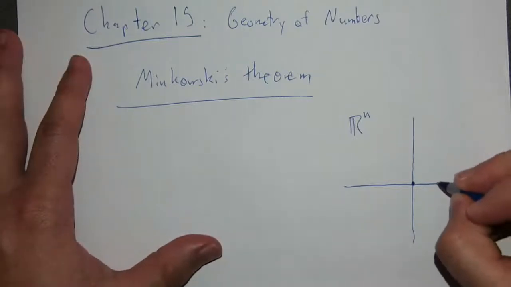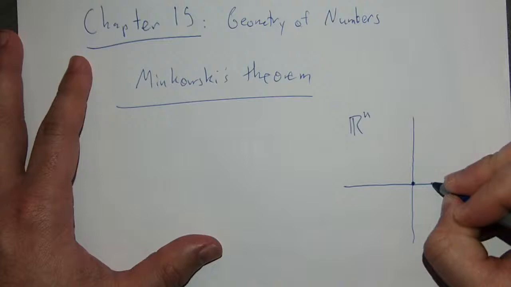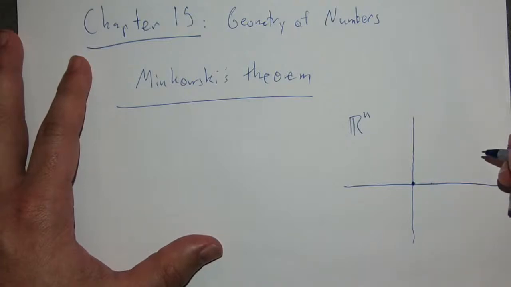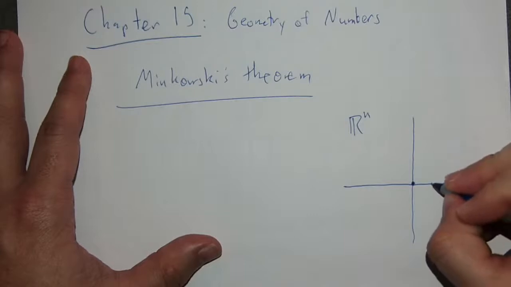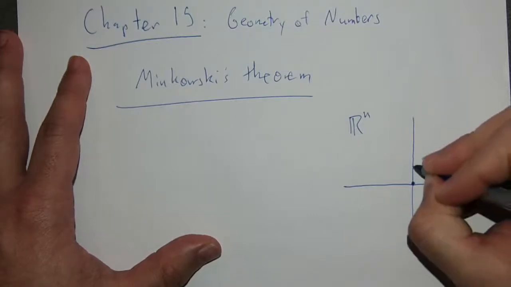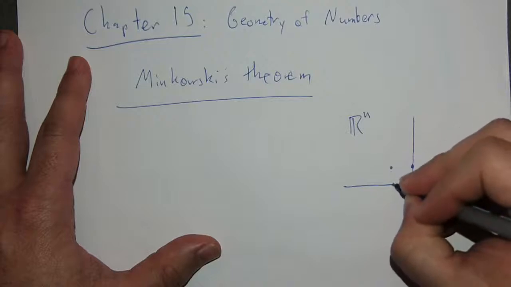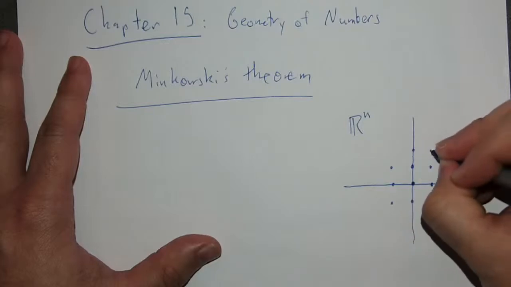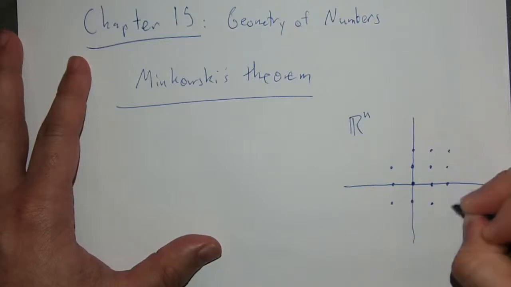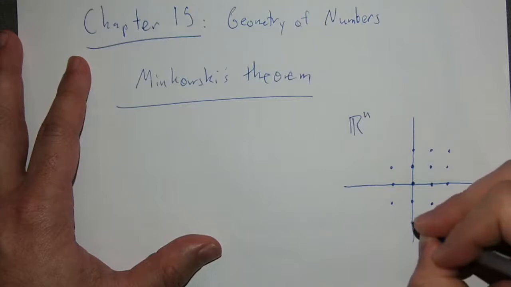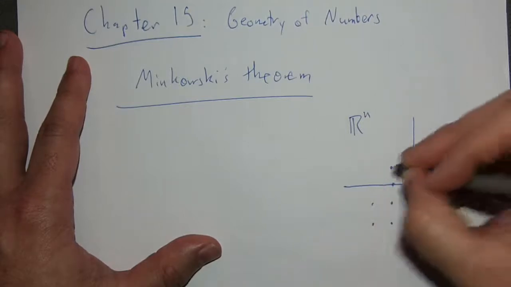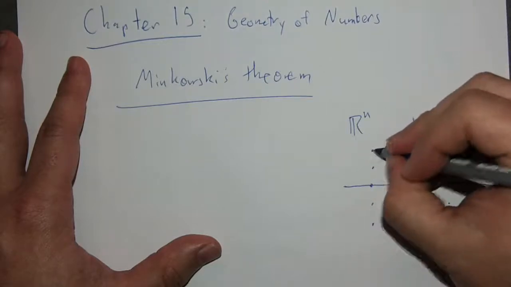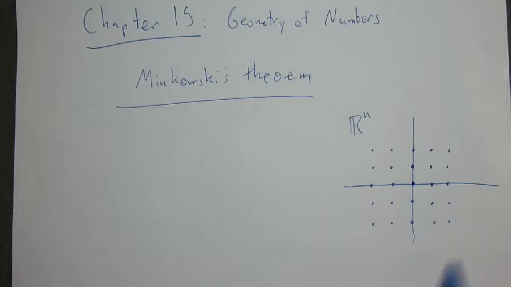If I draw a crude Cartesian plane, here's my origin, here's the center. If I wanted to denote the points in the plane that have integer coordinates, then it would look something like this. Just going out in units of 1 at a time. I think when I finish this up, that's about all I'll feel like drawing in here, but it looks something like this. So here's a picture of what I'm dealing with.